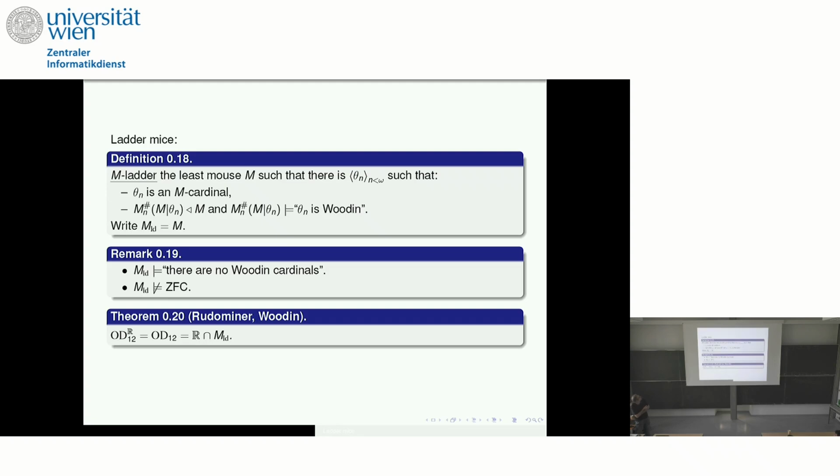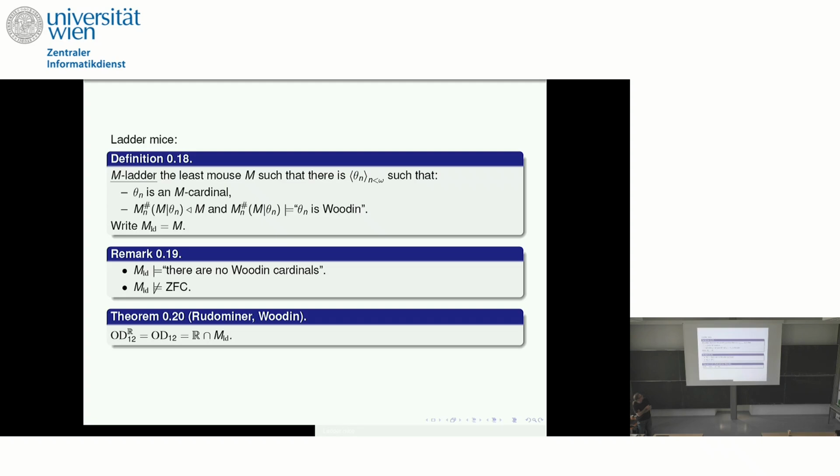Okay, so now we want to look at ladder mice. This is relevant, as Derek was talking about yesterday. This is relevant just beyond the projective. There was M less than omega, where we stacked with the Mn sharps, but the next quantifier up from there is the ladder mouse.